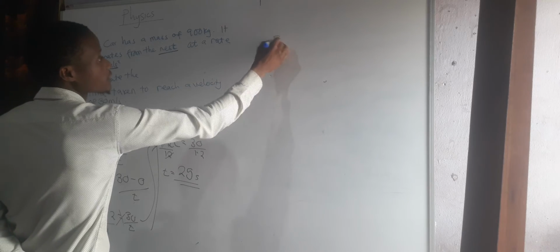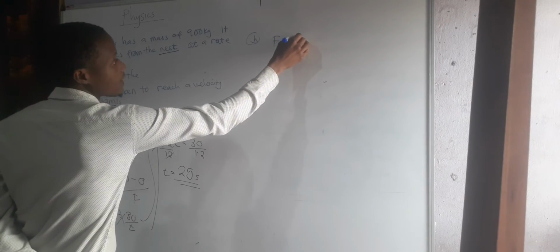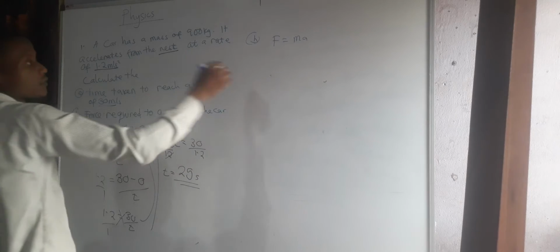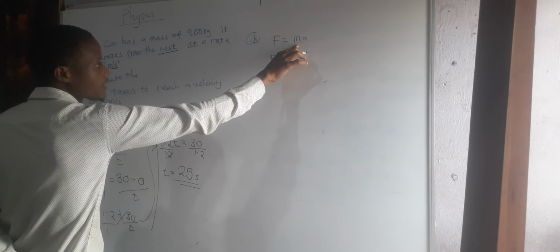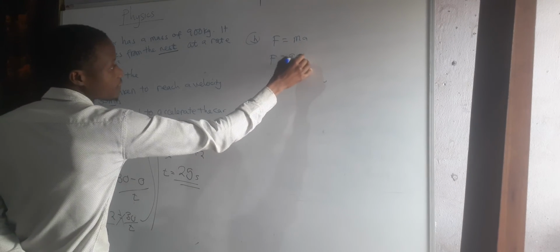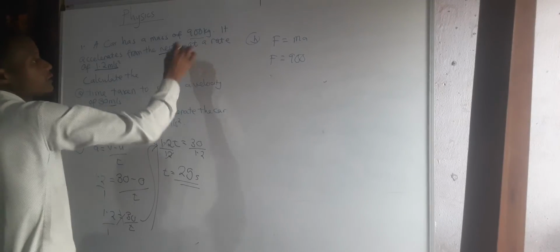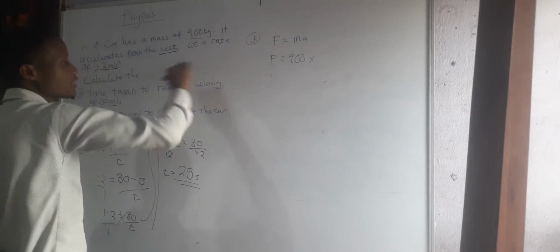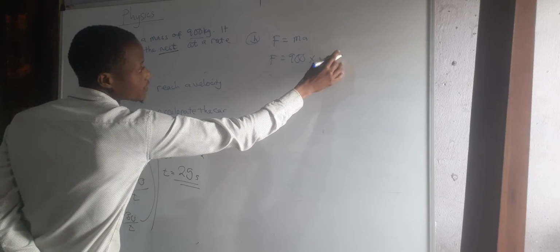Okay, we go to question B quickly. Calculate the force required to accelerate the car at the rate of 1.2 meters per second. So what was the force required? We use the formula for force, which is force is equal to mass times the acceleration. So we have force is equal to the mass of this car, we have been told is 900, times the acceleration, which is 1.2 meters per second.